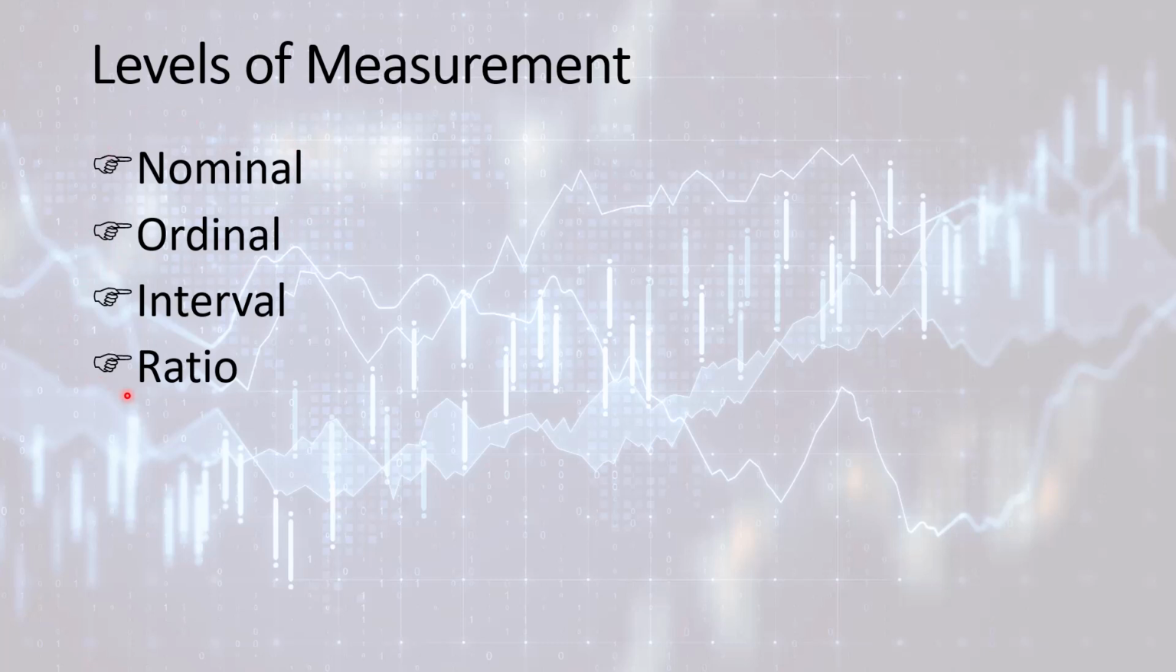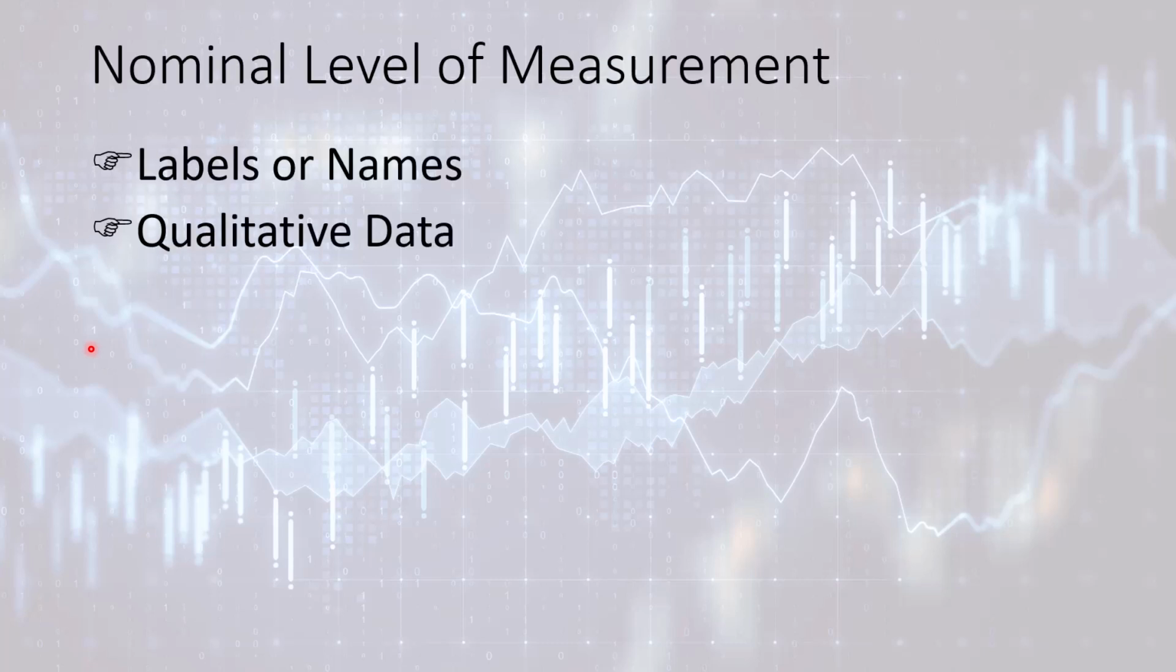And then interval and ratio would correspond to quantitative data. And you would be correct there as well. But let's first go ahead and talk about nominal. Nominal is strictly labels or names. This is going to be qualitative data.